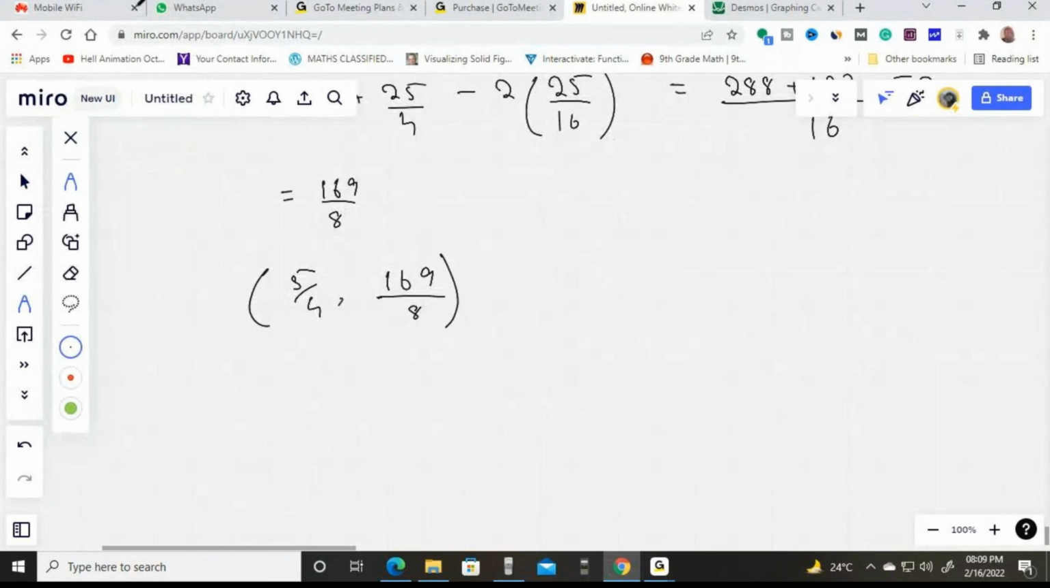You can also write these coordinates as mixed fractions because they are improper. So you can write it in this way too. Like that. Okay, so this is it.